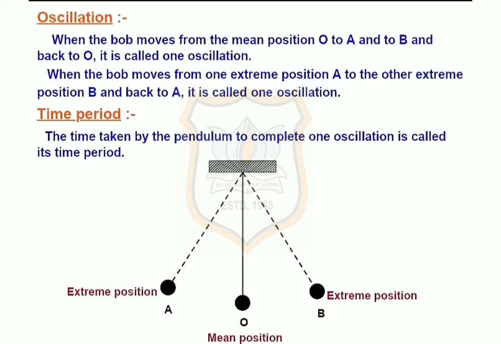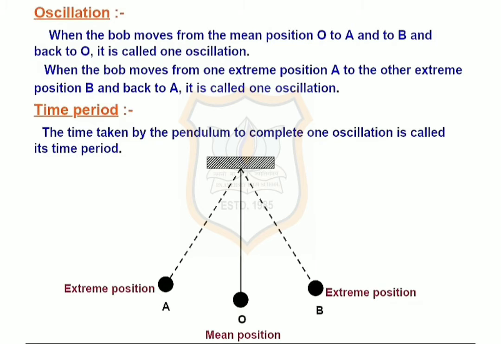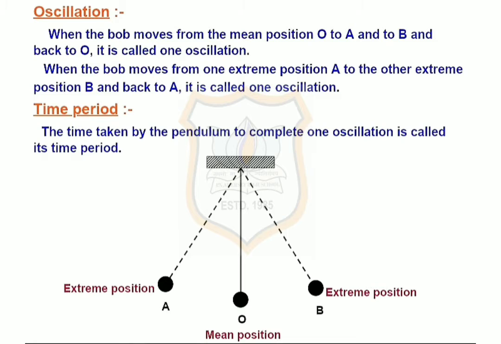When the bob moves from the mean position O to A and to B and back to O, it is called an oscillation. Students, you can see in this figure, O is the mean position and A and B are the extreme positions of the bob. So students, the pendulum is said to have completed one oscillation when its bob, starting from its mean position O, moves to A, to B and back to O.